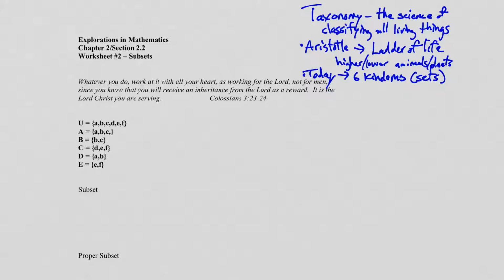these groupings from most general to most specific are the kingdom, phylum, class, order, family, genus, and species.